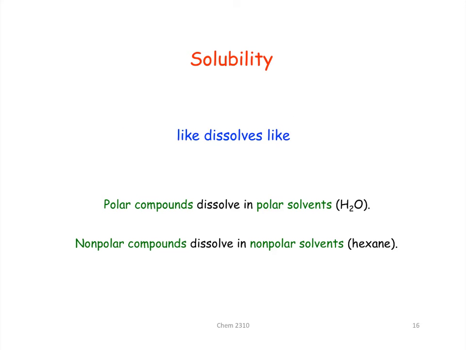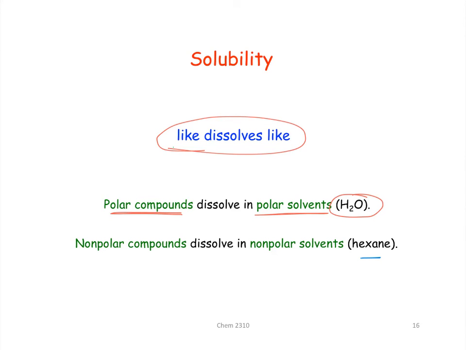So the last thing we're going to take is the solubility, right? So whether a molecule will dissolve in water or whether it'll dissolve in a more organic solvent, like hexane or ether or something like that. Okay? So the general rule that you've all heard before is that like dissolves like. And what this means is that polar compounds are going to dissolve in polar solvents. And so the most polar solvent that we can really have is water, right?